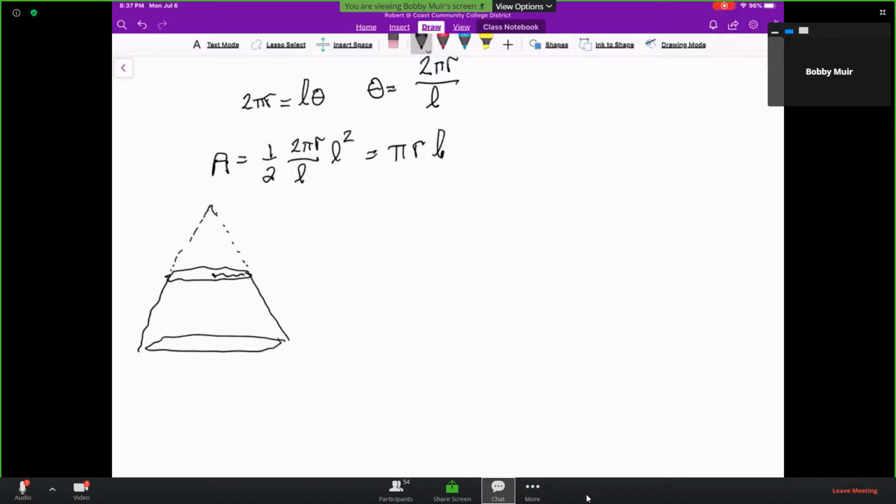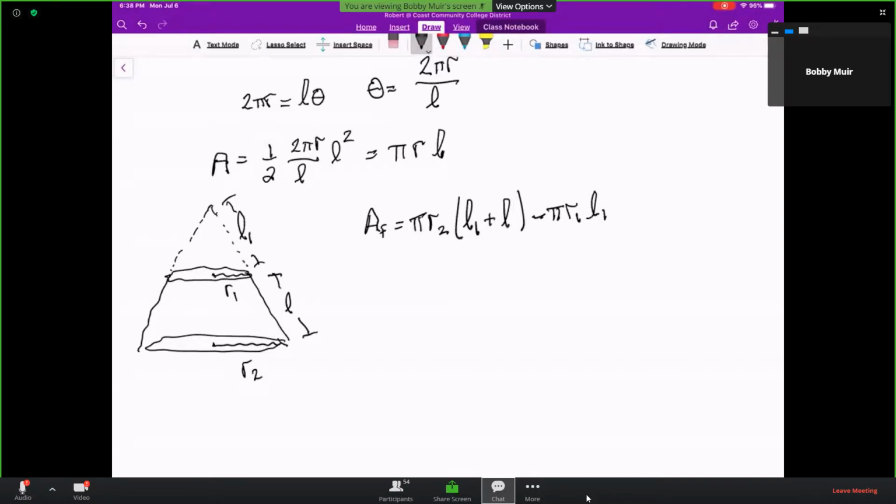Okay, so if we call this distance R1, and we call this distance R2, and we call this distance L from there to there, and we call this L1 from here to here, then the area of our frustum is going to be the area of the big cone, which is pi R2 times this L1 plus L. Then I'm going to subtract off the area of the top of the cone, which is going to be pi times R1 times L1.